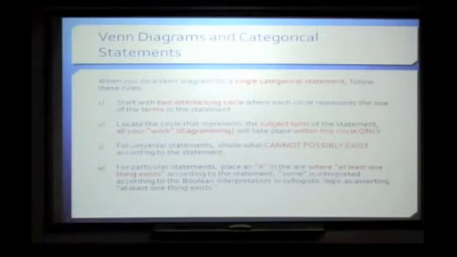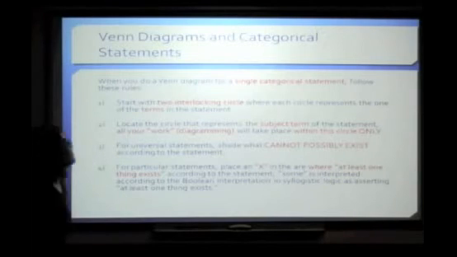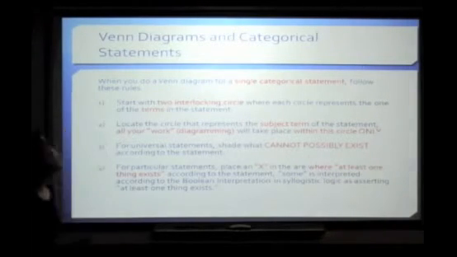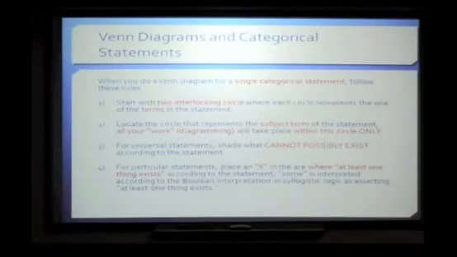Okay, now let's talk about doing some Venn diagrams. Venn diagrams are basically ways of representing the information within categorical statements. So this is a procedure that you'll use in order to do a Venn diagram of categorical statements. Later on, we'll discuss how to do Venn diagrams of categorical arguments.